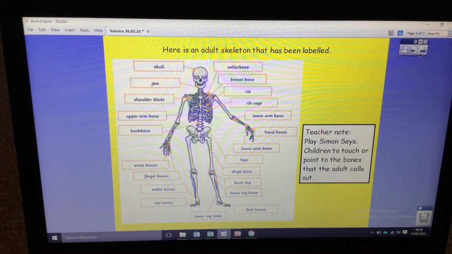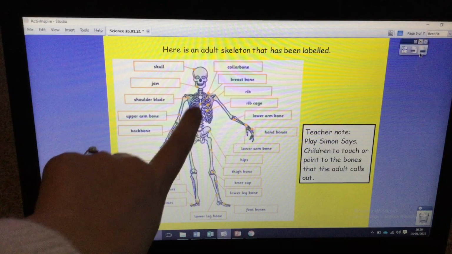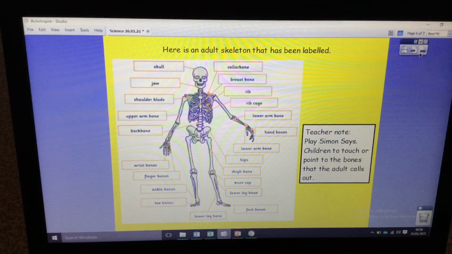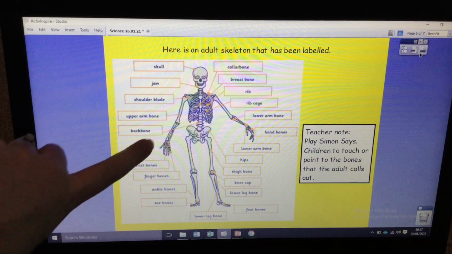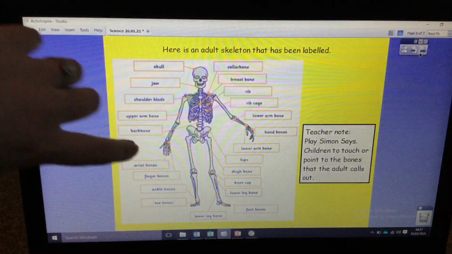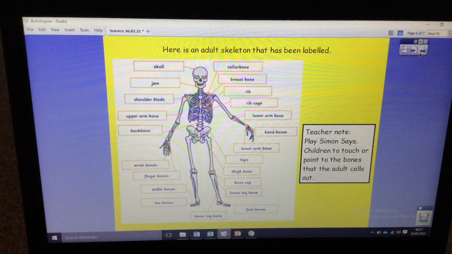Simon says, touch your collarbone. Okay, so you should be touching this bone here, which is where your collar sits. You should be able to feel it sticking out. Simon says, touch your wrist bone. Okay, so now you should be touching your wrist bone here, so right at the top of your hand, where your hand meets your arm.